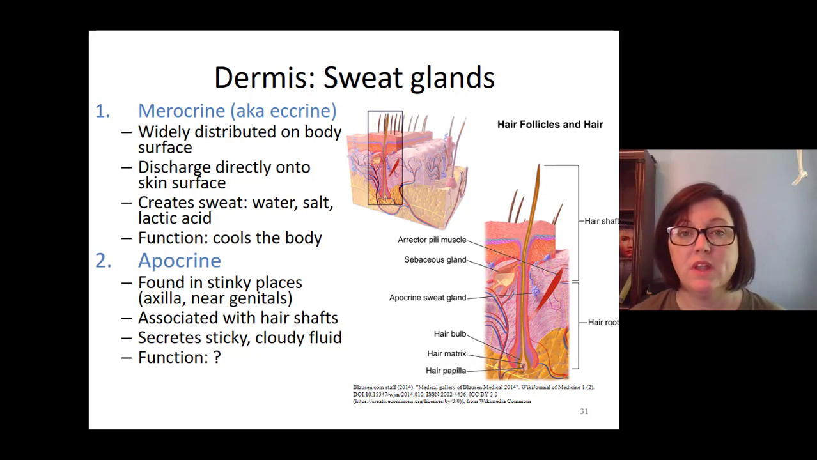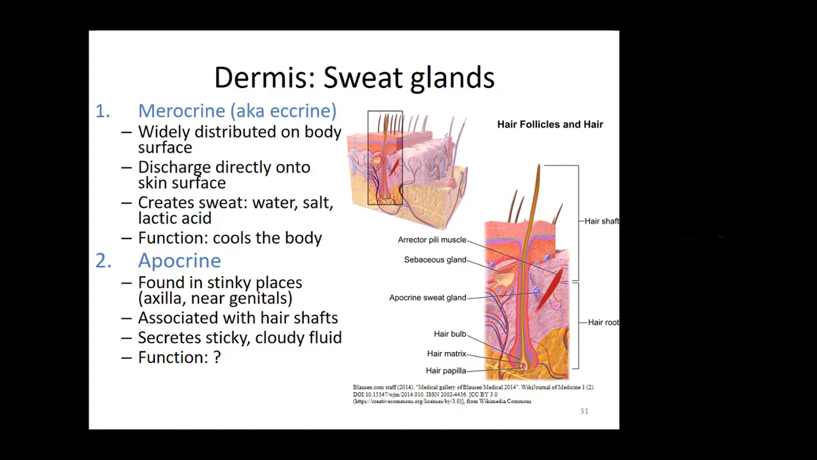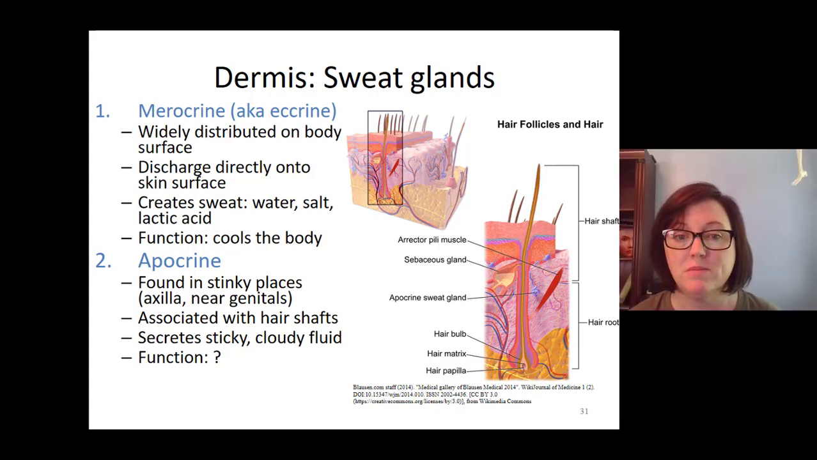The other types of glands found in the dermis are sweat glands, and we have two main types of sweat glands. Merocrine, also known as eccrine sweat glands, and then apocrine sweat glands. Now these names all mean something, but they're very confusing, and some of them were misnamed, so I don't think it's worthwhile to discuss the history of these words here. But let's take a look at the merocrine or eccrine sweat glands first.